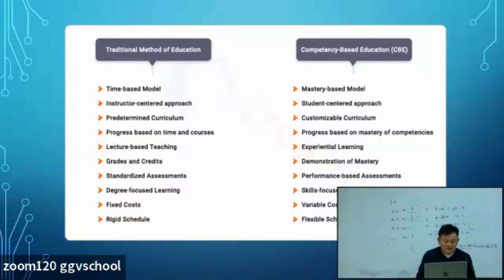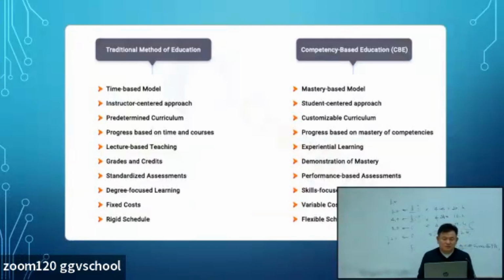Also, progress. The traditional method is based on time and courses. As I said, it is a very time-based model. But competence-based education (CBE) is progress based on the mastery of competence. It means the content is adjusted, even if the title is the same. Traditional teaching is lecture-based, but CBE is experiential. As I said, this goes both ways, but the traditional is only one way.